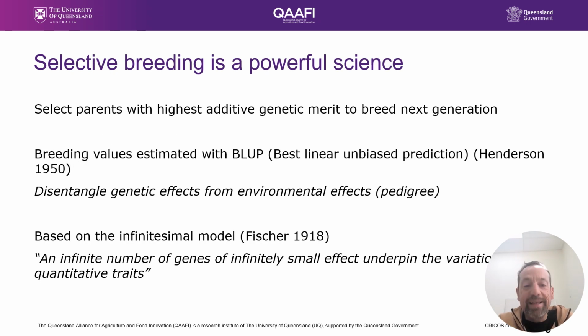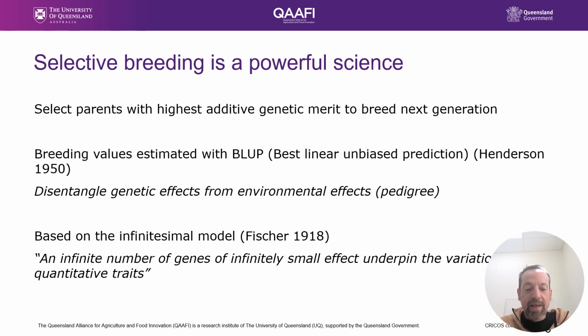So selective breeding is a powerful science. It's resulted in very efficient crop and livestock production to produce the food that we consume. So the idea behind selective breeding is that you select the parents with the highest additive genetic merit to breed the next generation. So you move the mean of the population generation by generation for the traits you're interested in.